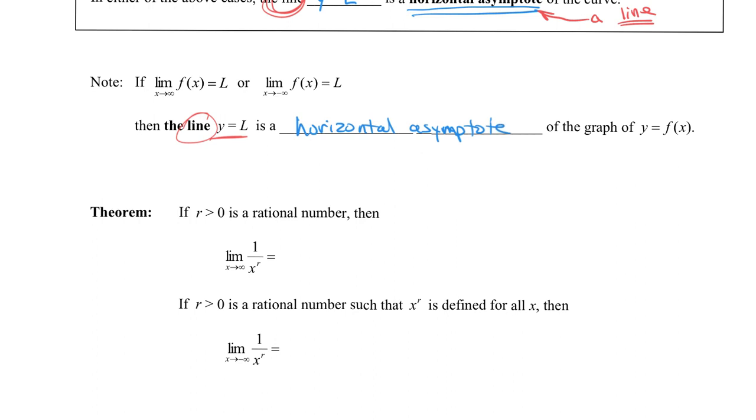Then we get a theorem here. The theorem says if r greater than 0, so r is a positive number, is a rational number, then the limit as x approaches infinity of 1 over x to the r equals, this one is not really tricky. Just think if r were 2, 1 over x squared, as x gets bigger and bigger and bigger, 1 over x squared is going to be closer and closer to 0, so the limiting value is 0. But just do a quick review here.